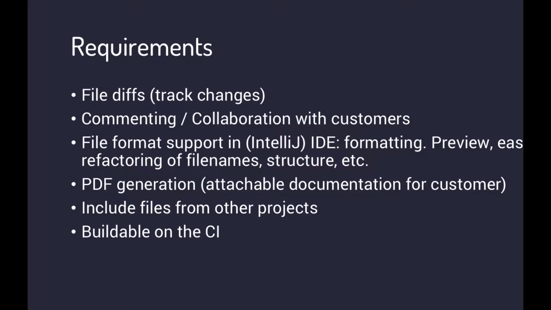You want PDF generation to deliver to your customers, besides having maybe an online version. Maybe include files from other projects, because now we're working on a project where we have 3 different repositories, so you might want to include the development manuals from those repositories in your documentation repository. And we need to be able to build it on CI, automated builds of your documentation also. Any questions, additions, problems? No?